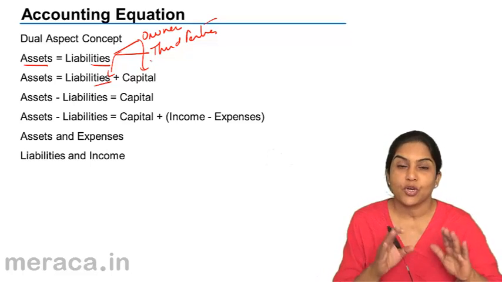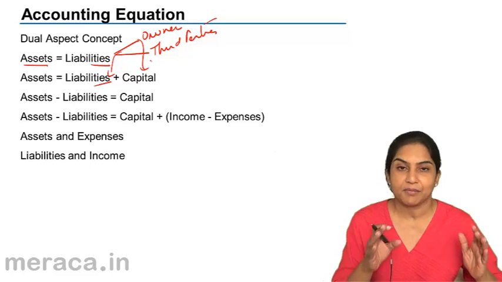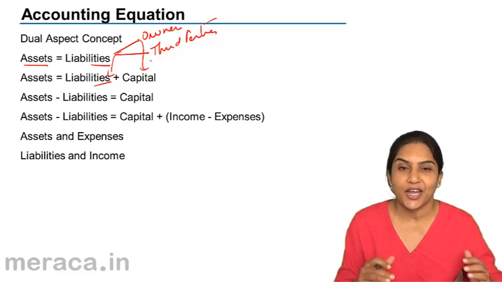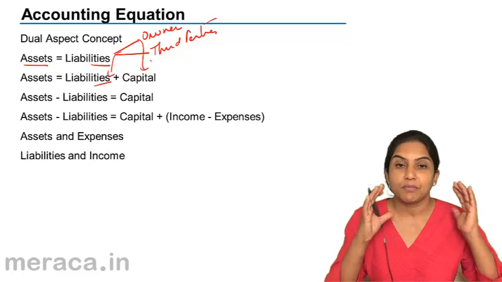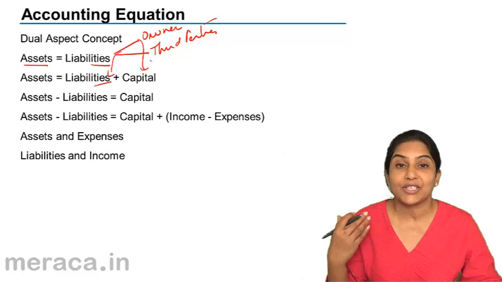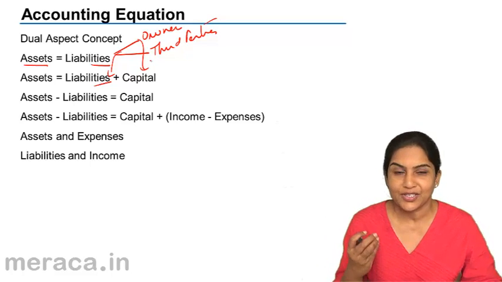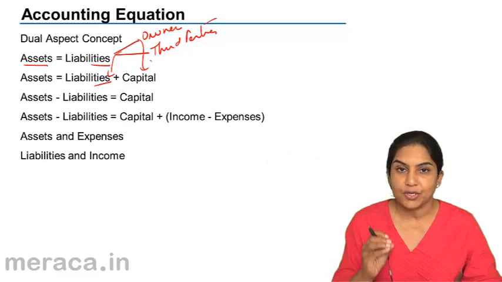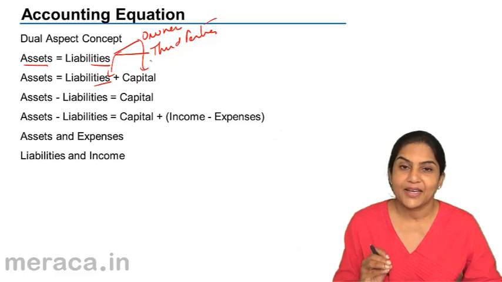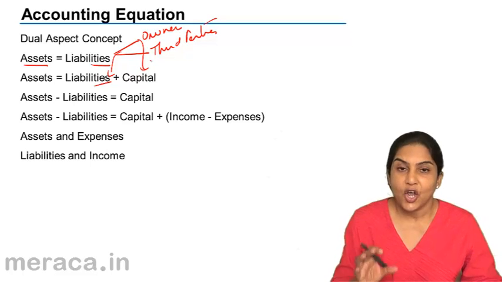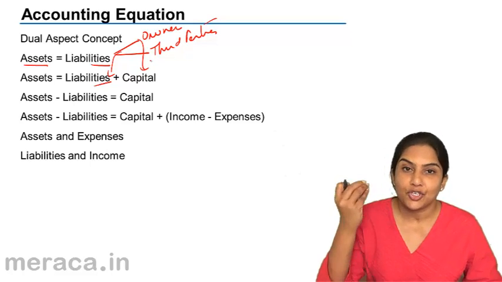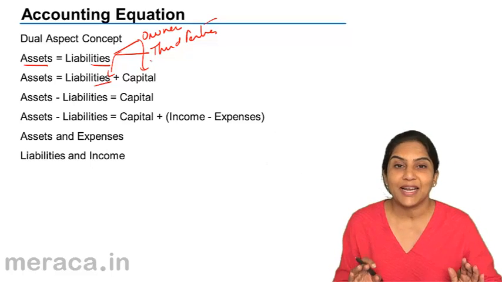Assets, I repeat, are what the business owns, maybe the land, the machine, the furniture, the cash, etc., or money that it is supposed to get from its debtors. And what it owes, maybe to its creditors. If the business has bought goods but has not paid the suppliers as yet, they are the creditors. Or the business has borrowed money from the bank, so there is money payable to the bank. Those would be the liabilities.